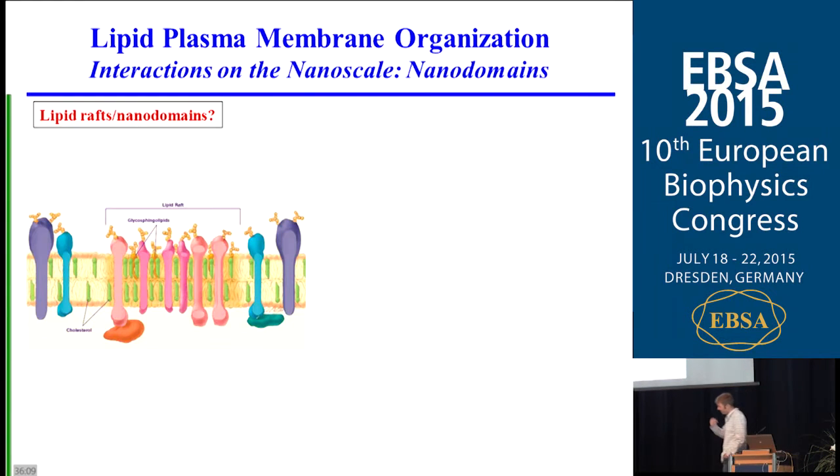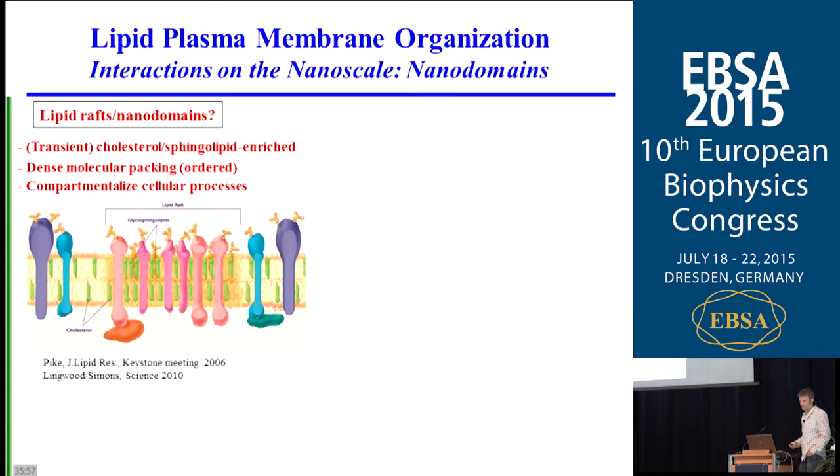So, especially if we talk about plasma membrane organization, you always come to one question: is this a lipid raft or not? So what are lipid rafts or lipid nanodomains? If we look into the literature, they are supposed to be transient cholesterol and sphingolipid enriched domains. They bring together molecules on very small spatial scales, so it's densely molecularly packed. And by bringing these molecules together, they compartmentalize cellular processes.